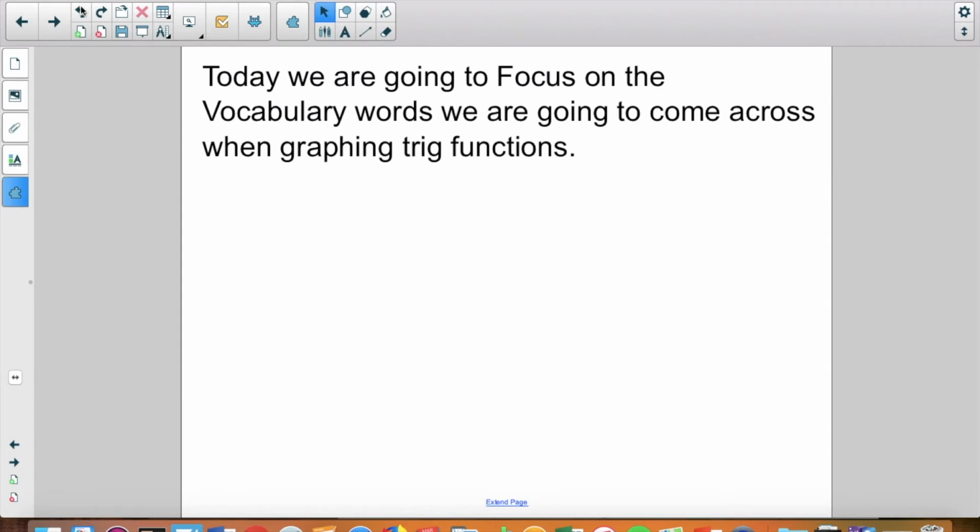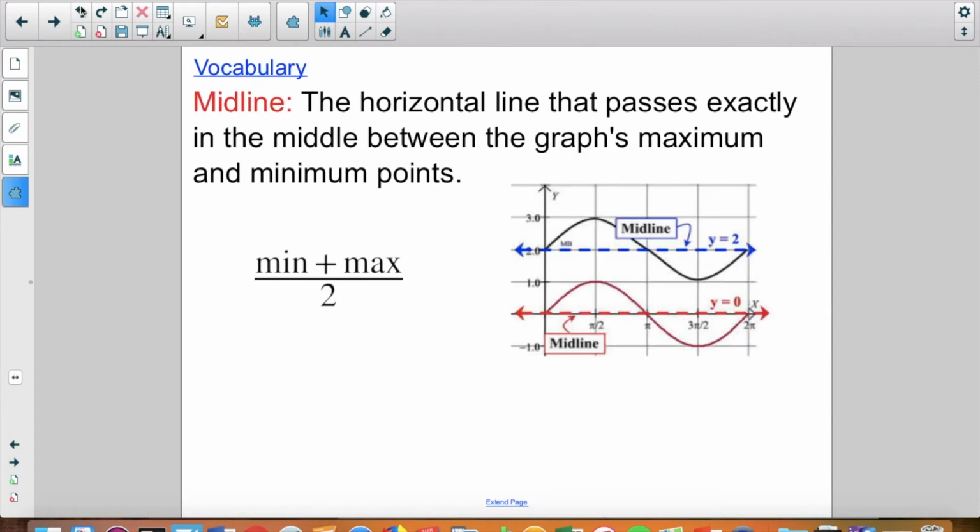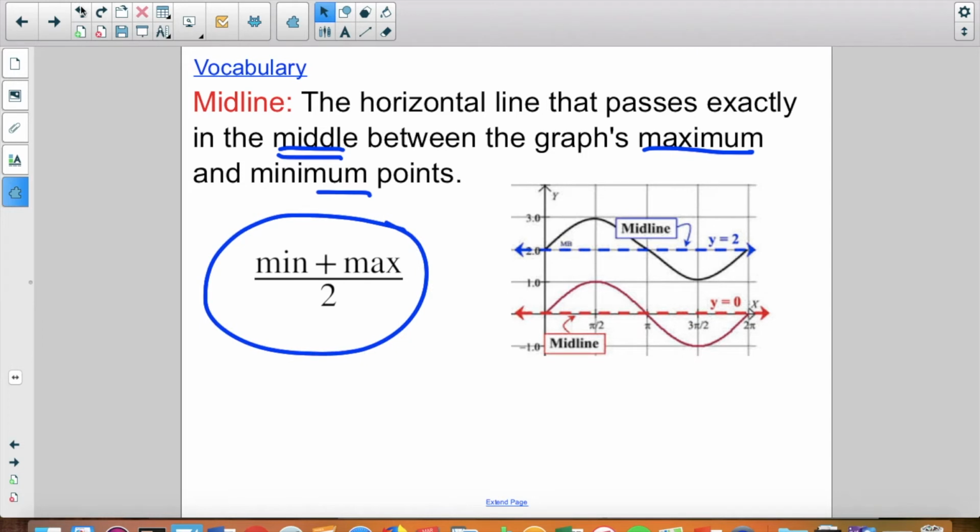Alright, so we're going to be focusing on vocabulary today because we are going to be using this vocabulary throughout the unit. First is midline. Midline is the horizontal distance that passes exactly in the middle between the maximum and minimum points. So here's an equation to find the midline: you take the minimum, add it to the maximum, and then divide by 2. But if you're given a graph, you can just look at it.